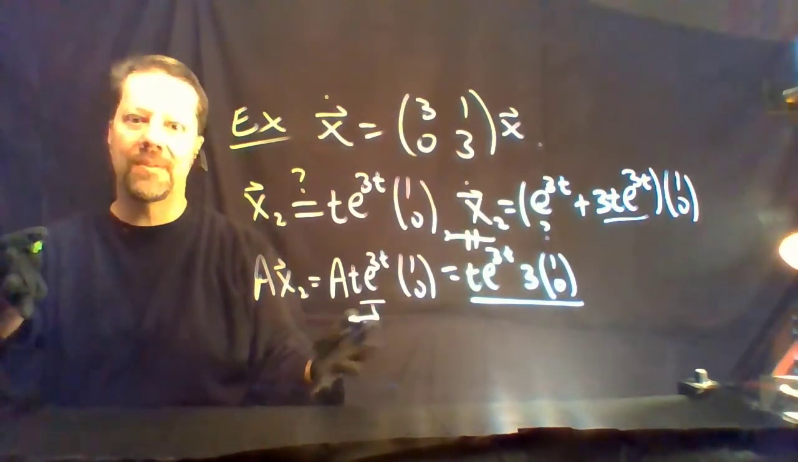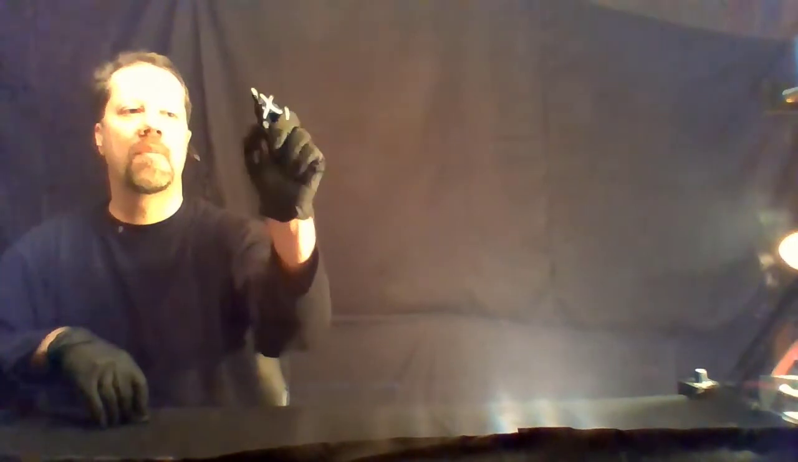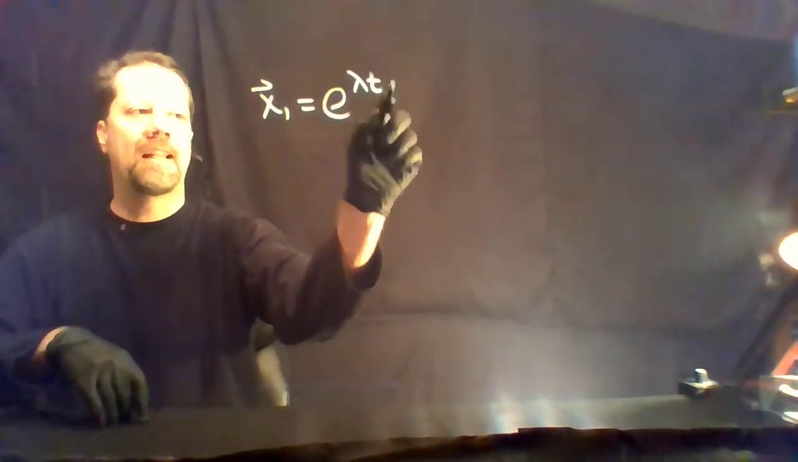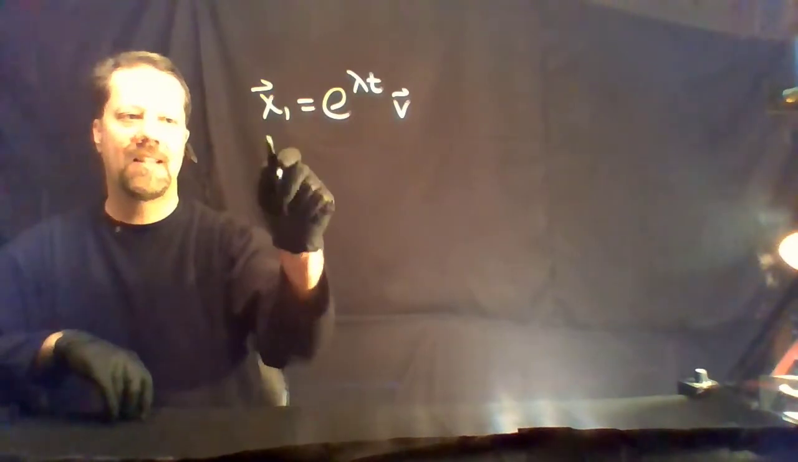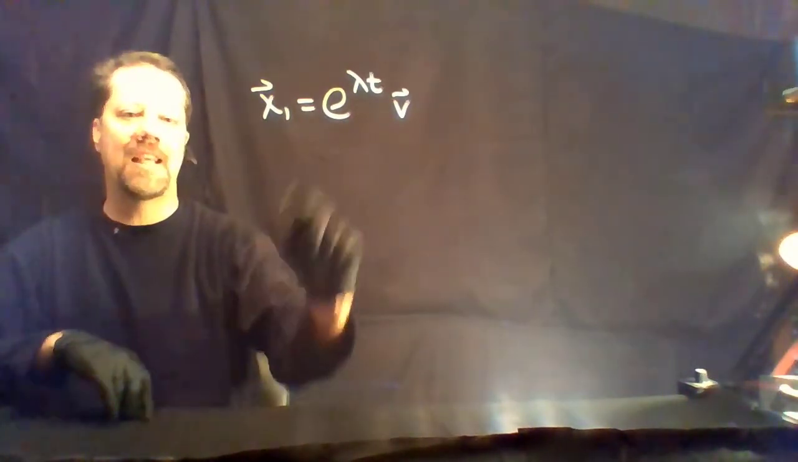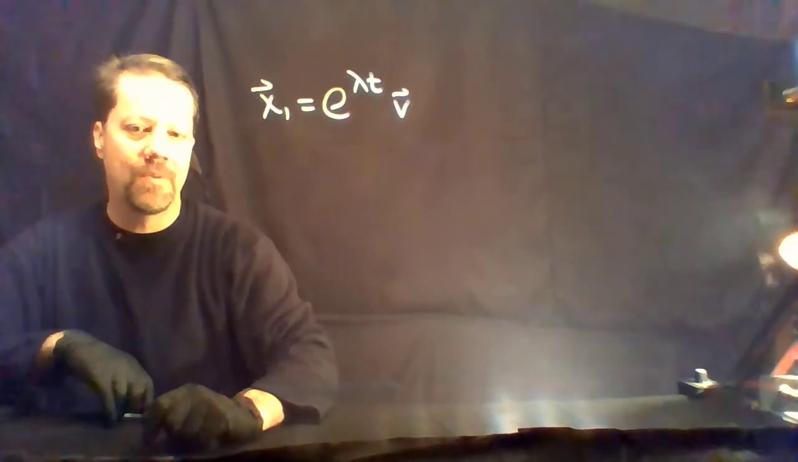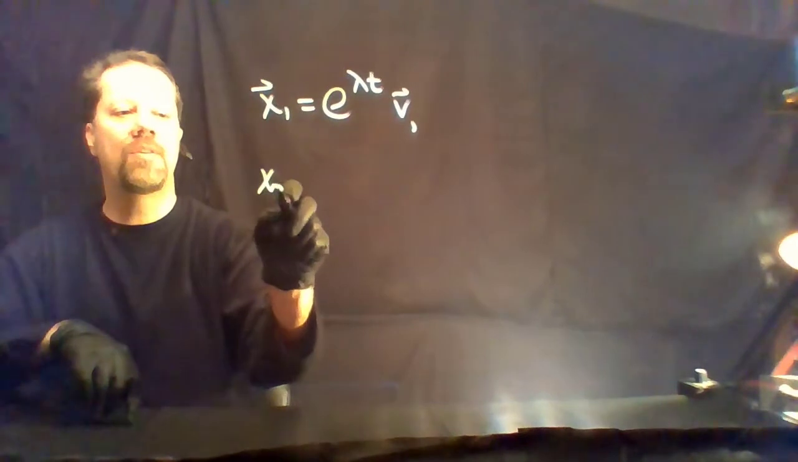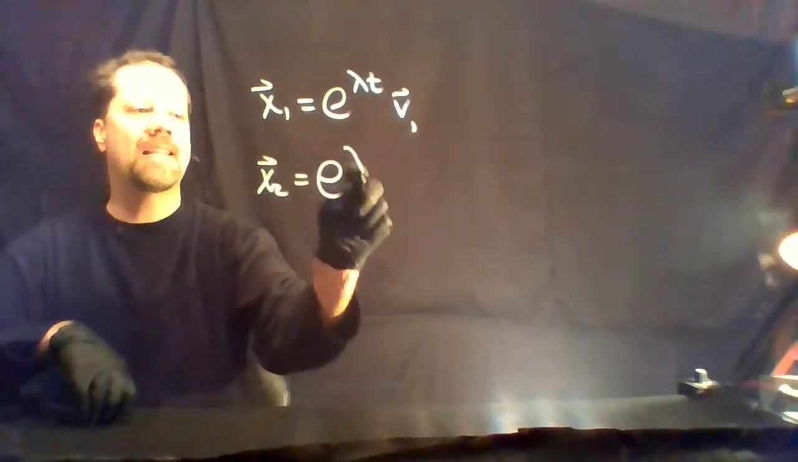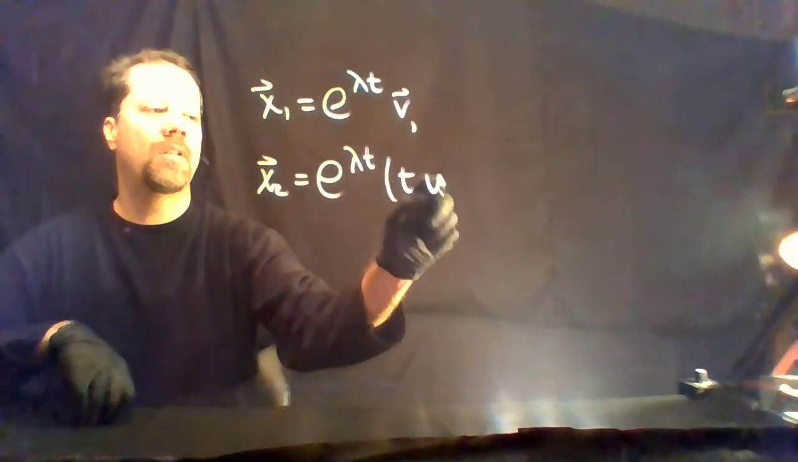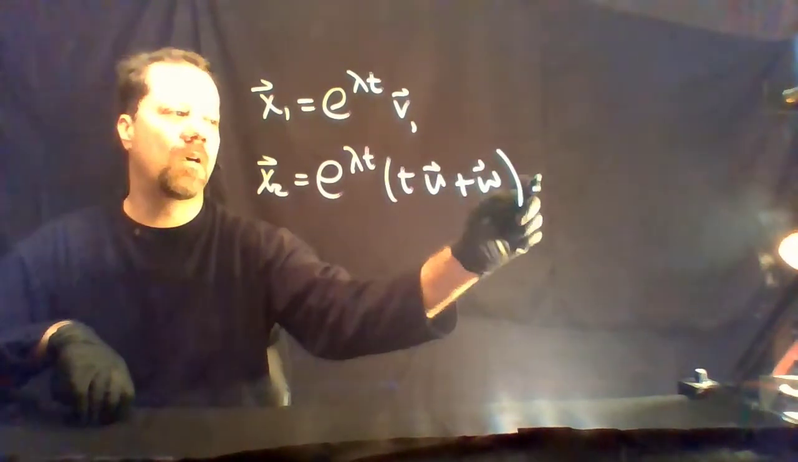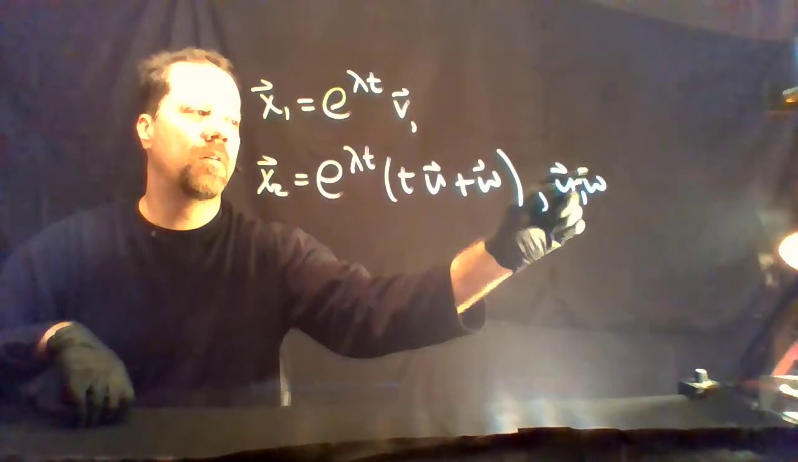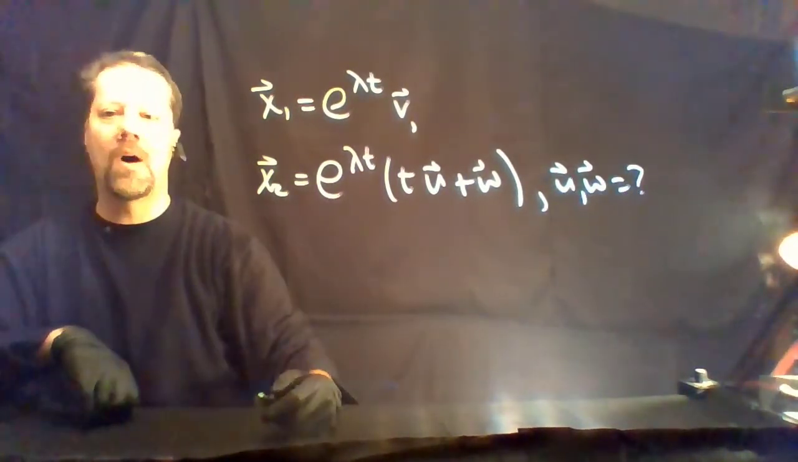So what do we do? It was a nice idea to try to multiply by t to generate a second linearly independent solution. Let's suppose that x is equal to e to the lambda t v, where lambda is an eigenvalue with corresponding eigenvector v. Suppose I try x2 equal to e to the lambda t times (tu plus w), where our goal is to figure out what u and w are.